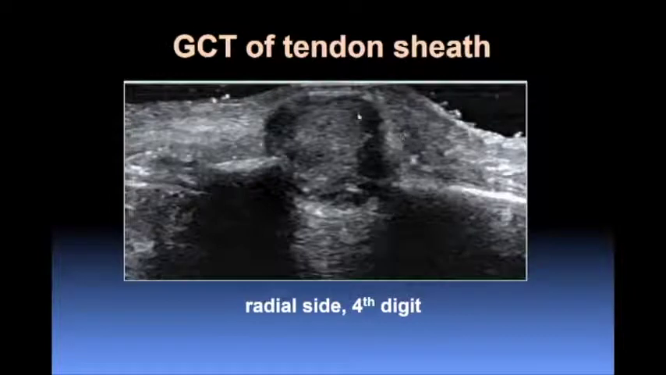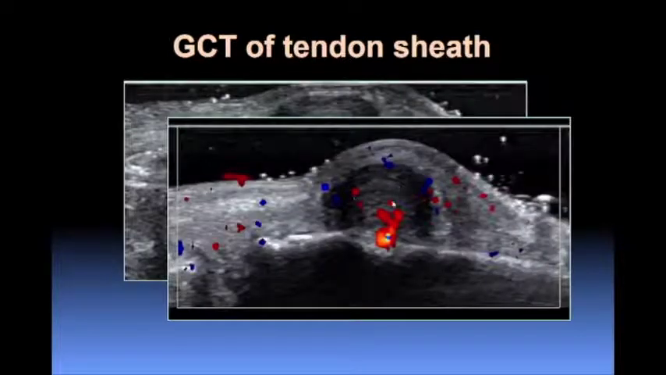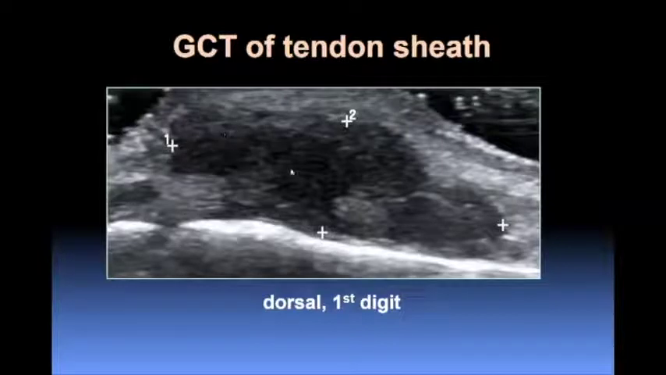So here's a giant cell tumor of the tendon sheath. You can see it's hypoechoic. It looks solid. There's some through transmission. And you can see it's caused some bony erosion. When we turn on color, clearly there's internal vascularity, which tells us right off that this is solid rather than cystic. Here's another one that's rather lobulated as it's growing down the first digit.